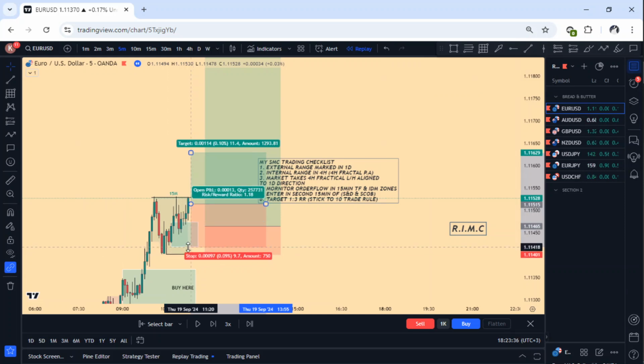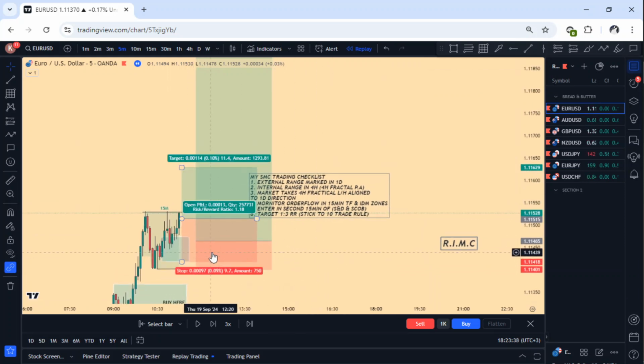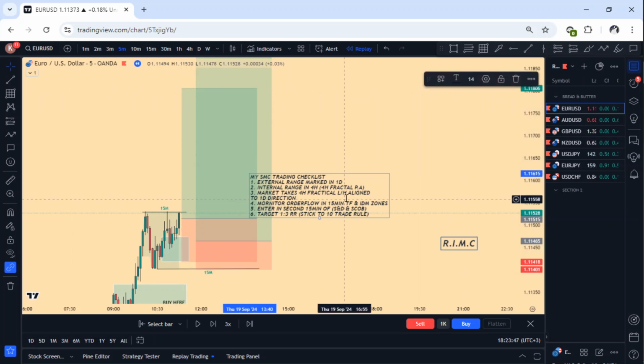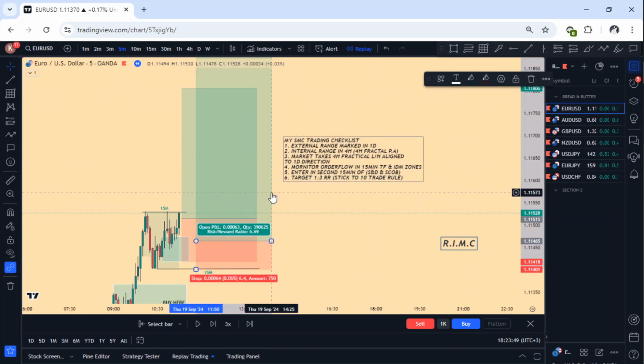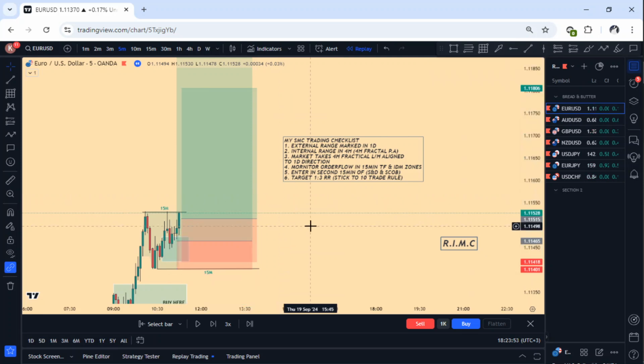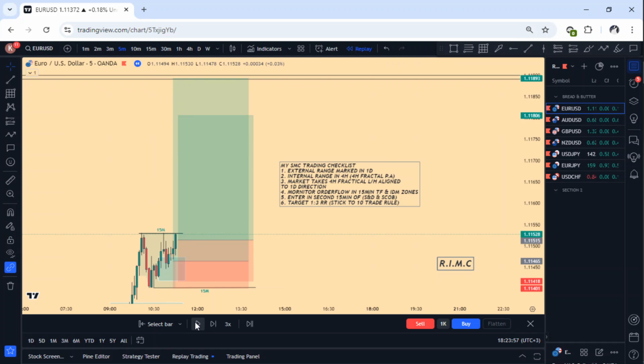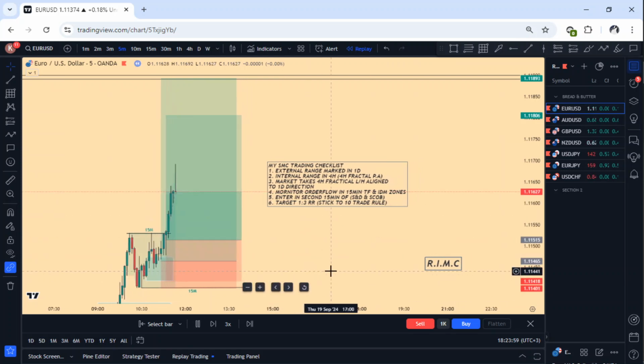So stop loss below here. This market has got no business going upward. I target at least a 1 to 3. I will explain why, or if you've watched my videos you know why. So that was the right entry, but all the same we had already gotten into the trade. So that is how the trade played out.